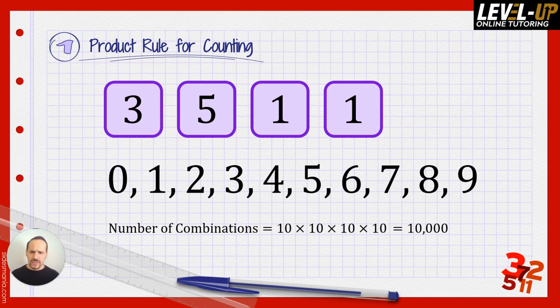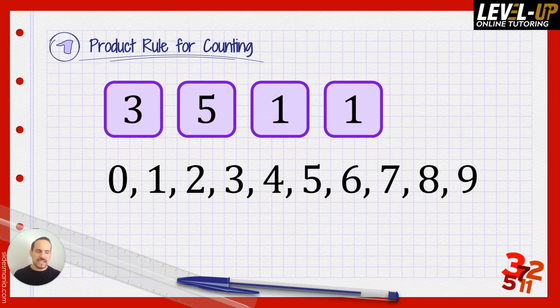Oftentimes we'll have constraints that we have to deal with. So in this scenario that we have here, you can see we've got a repeat number, a duplicate number of 1. The 1 is repeated in the third and fourth slot. But imagine if we don't want any duplicates. We want each number to be unique. So it'd be, say, something more like this. How would we then account for that? How can we then calculate how many combinations there are?